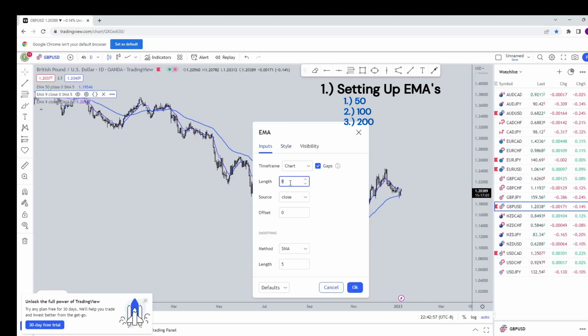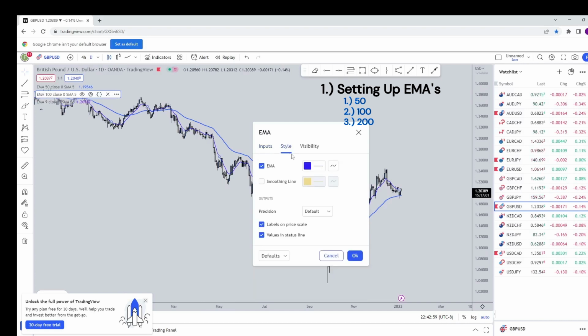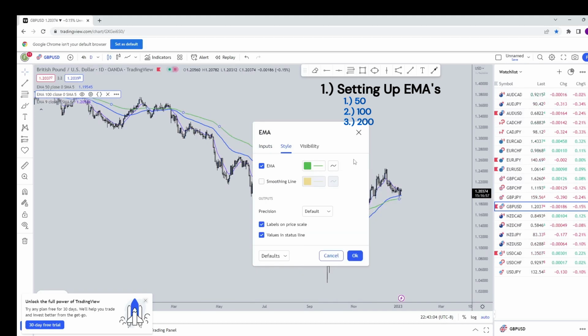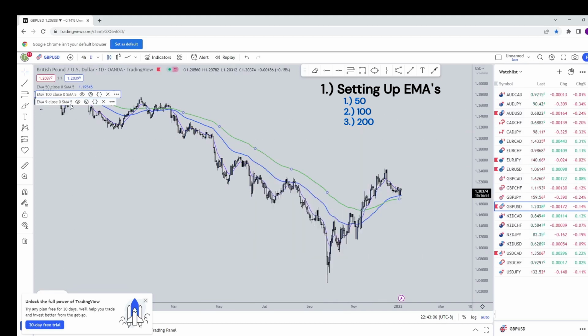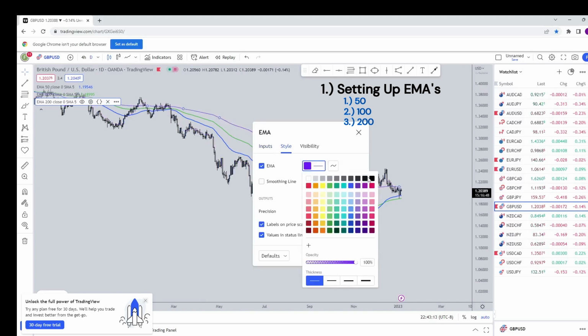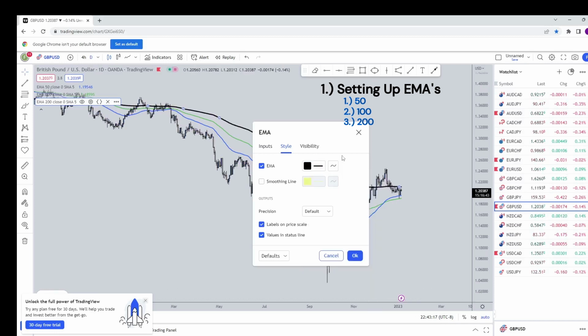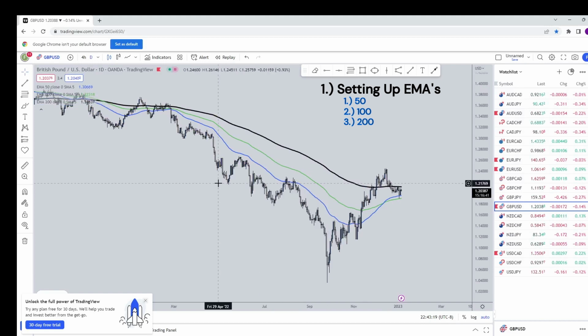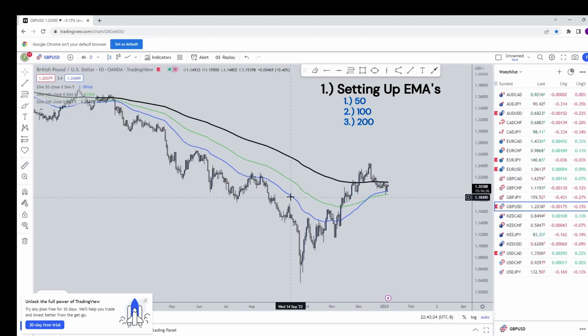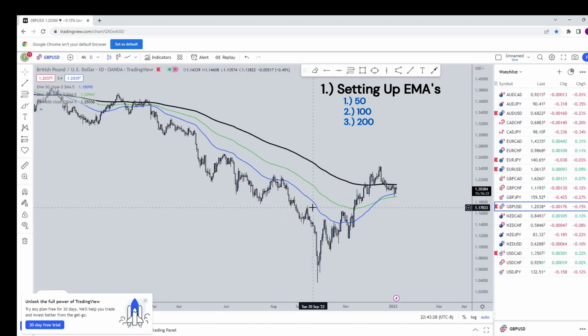Second one is going to be the 100 EMA. Again, do the style as you please, does not matter. And third one is going to be the dominant EMA, which is the 200. This one I like for it to stand out, so I like to do a black with an extra thick line. There you have it. You have the 50, 100, and the 200. The 50 EMA is the blue, 100 is the green, 200 is the black.